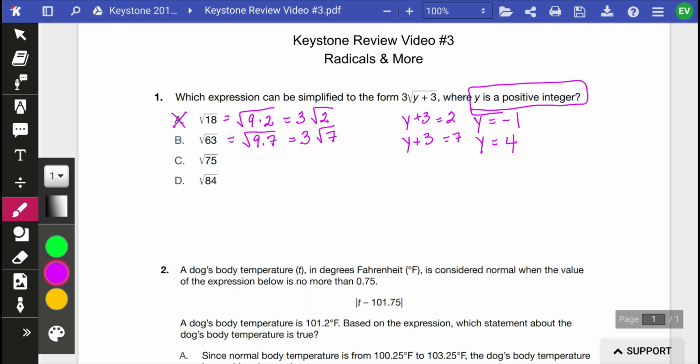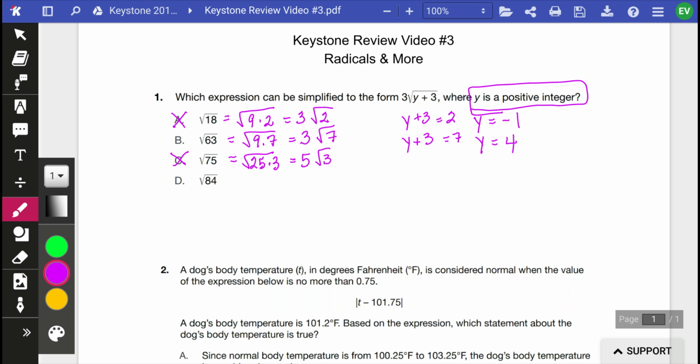So 75 is the same as 25 times 3. So this is the square root of 25 times 3. Square root of 25 is 5, so we pull the 5 out. Square root of 3, that one doesn't even have the 3 on the outside, so C is not correct.